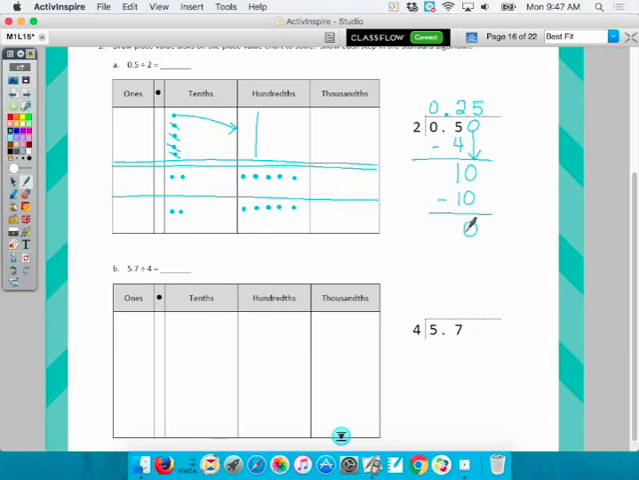Now, I can look at this another way. I can look at that 5/10 as 50 hundredths, or 50 cents, divided by 2. What's 50 cents divided by 2? 25. 25 cents. So whenever you go to the hundredths place, 2 place values, you can also think of money to make your life easier.